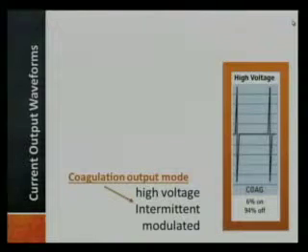Coag waveform uses the highest voltage. It's an intermediate waveform. It's modulated so about 6% of the time the cycle is on, and then 94% of the time the cycle is off. It's during this resting phase that you're getting the coagulation that's responsible for the cells being able to cool down and for you getting that charring type effect.